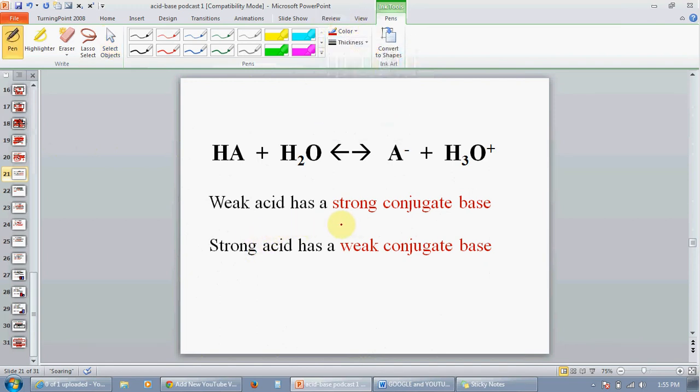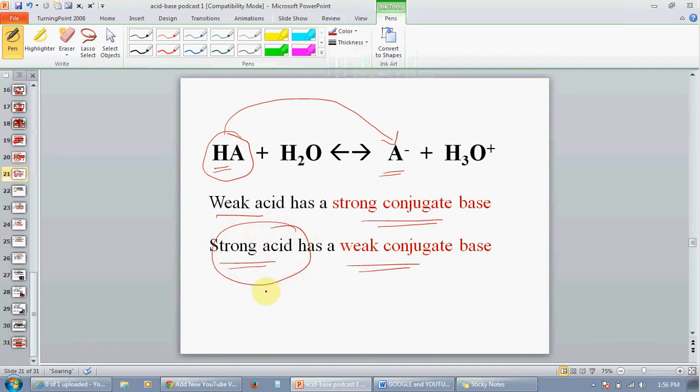Weak acids have strong conjugate bases, and strong acids have weak conjugate bases. So let's look at this. If you're a weak acid, you're holding on to your proton, that means that your conjugate base is weaker than water. It's not able to remove that proton. A strong acid loses its proton, therefore it forms a conjugate base that is weak.